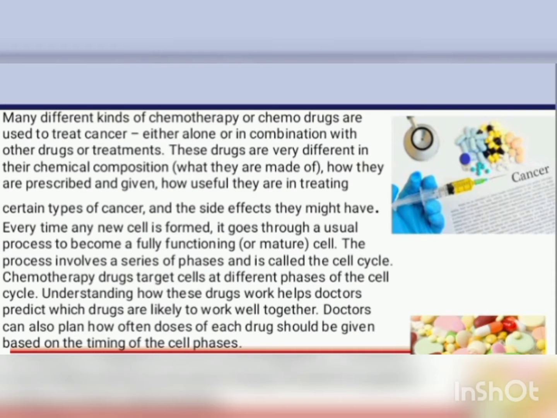Every time a new cell is formed, it goes through an unusual process to become a fully functioning cell. The process involves a series of phases called the cell cycle. Understanding how the drugs work helps doctors predict which drugs are likely to work well together. Doctors can also plan how often doses of each drug are given based on the timing of cells. And chemotherapy drugs target cells at different phases of the cell cycle.